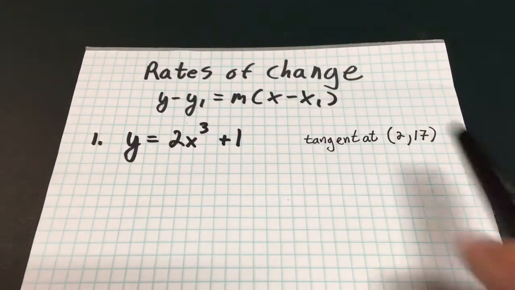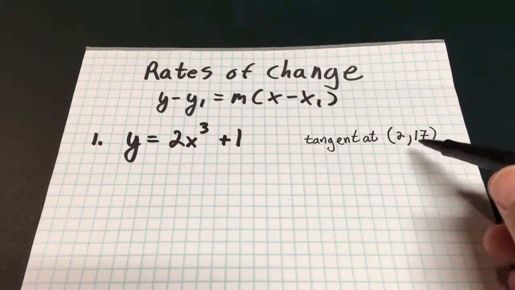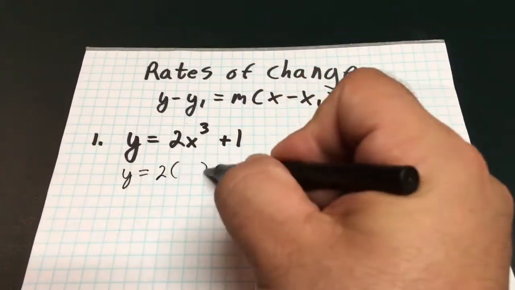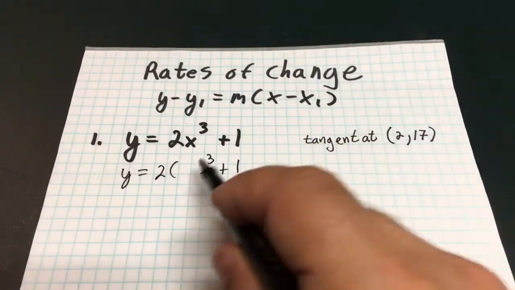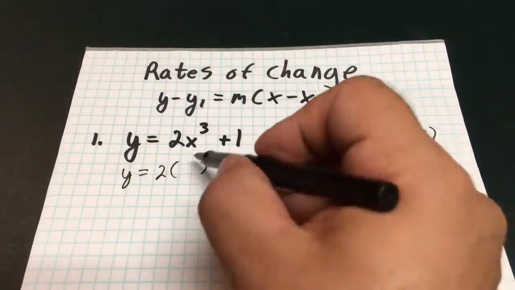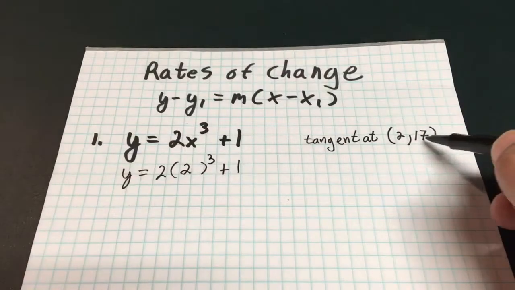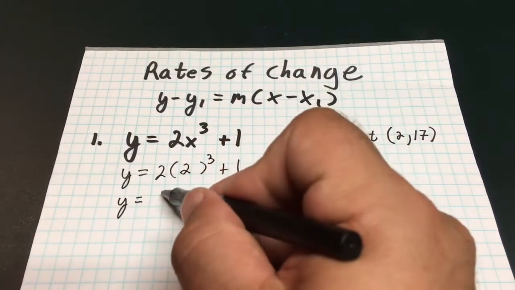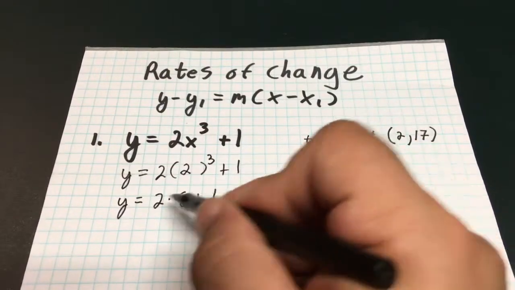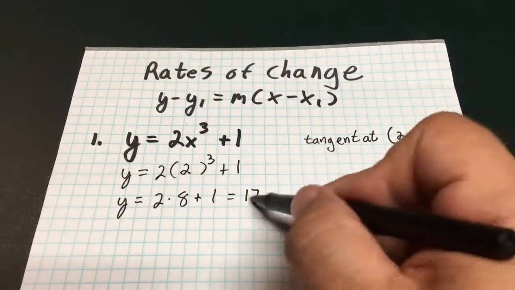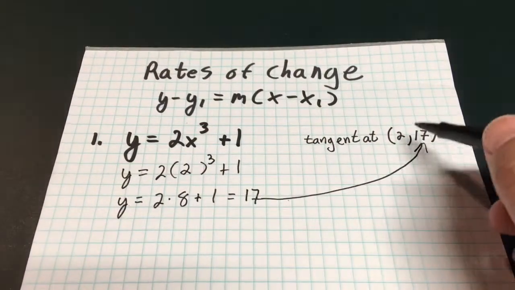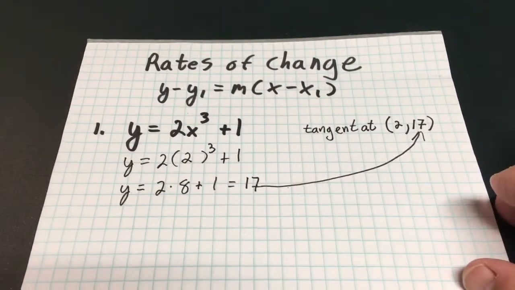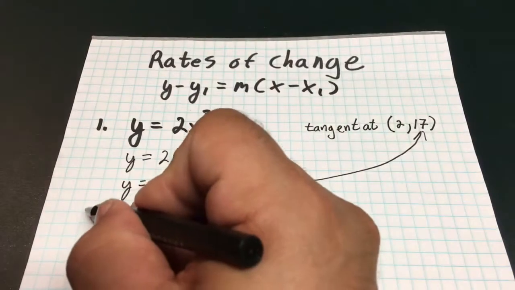So first I'd like to verify that 17 is the correct y value. What I would do is I would plug in the 2 and see if that's going to give me a y equals 17. So when I plug in the 2, and sometimes they don't always give you the 17. So I plug in the 2, 2 cubed is 8. So it's going to give me y equals 2 times 8 plus 1, and that's 16 plus 1. And yes, that there verifies that that's the correct point. That coordinate is on the curve, y equals 2x cubed plus 1. So now, what I'd like to do is find the slope at x equals 2.